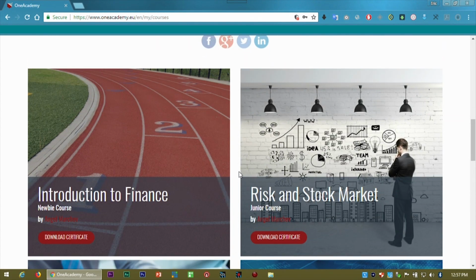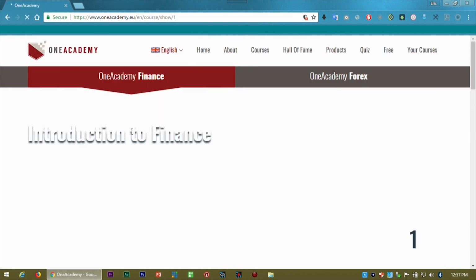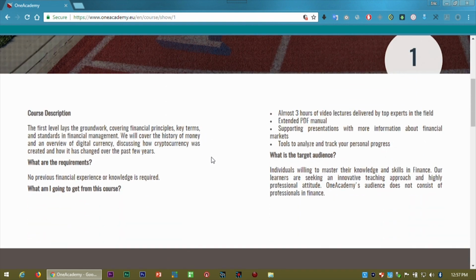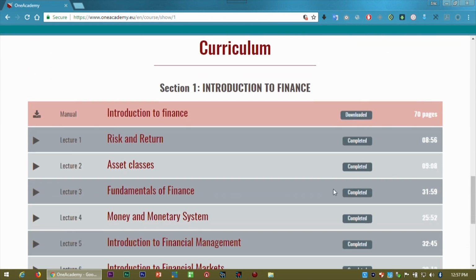But Introduction to Finance is what we're talking about. So let's click on Introduction to Finance. When you go into your back office and click Introduction to Finance, it gives you a little course description about what the course is all about and possibly the difficulty level. As you can see here, your knowledge level and additional information. Not very difficult. And of course, the curriculum.